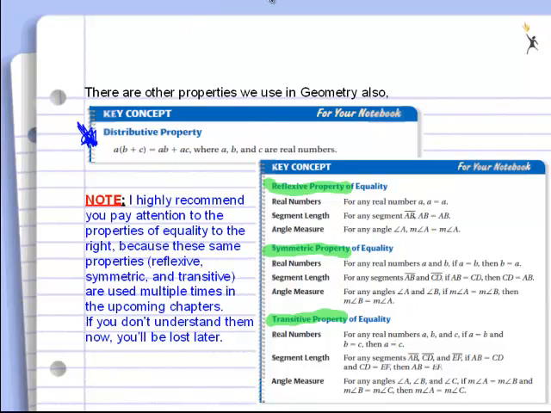Now, if you'll notice, we can use these same properties whether we're dealing with numbers, segments, or angles. For all three different properties, we are going to be using these a lot the rest of the year. A lot. And over here, a little note. I highly recommend you pay attention, because these same properties, reflexive, symmetric, transitive, are used multiple times in the upcoming chapters. If you don't understand them now, you'll be lost later. I promise you. This is not a threat.